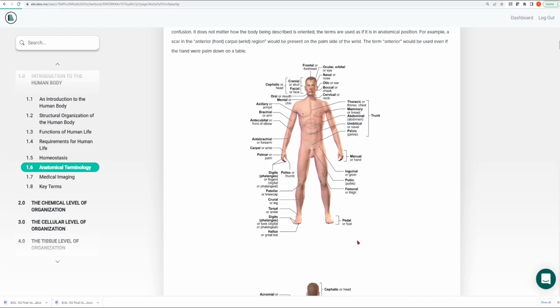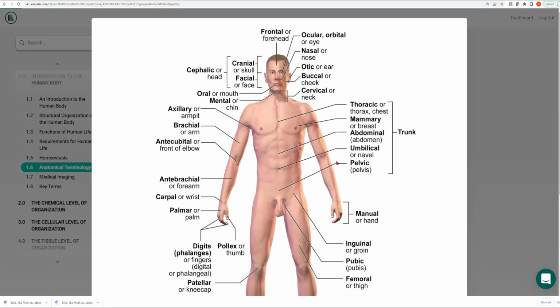Throughout the body, there are regional names. There's a name for everything on the body. Some of these terms are probably very familiar to you, but I'm also going to guess that some of these words are not familiar to you. For example, if I said to you, point to your abdominal region, most of you would have no trouble pointing to the stomach region. That would not be a problem.